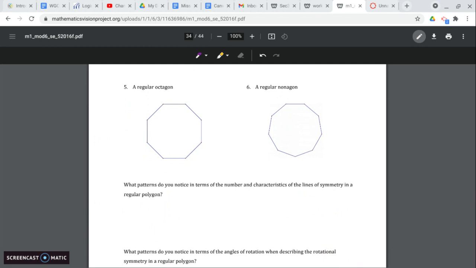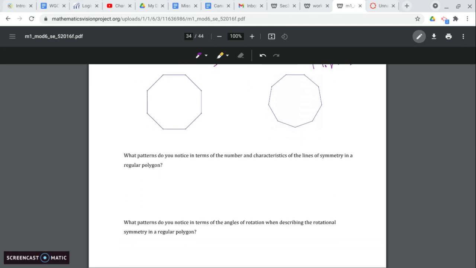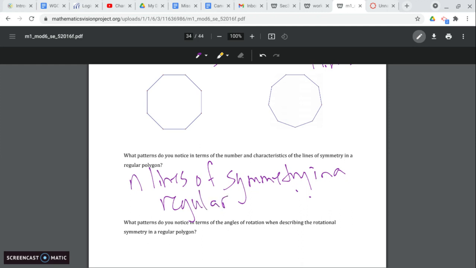So an octagon would have 8 lines of symmetry. I'm not going to draw them all. And a nonagon would have 9 lines. It would also have 9 angles. So n lines of symmetry in a regular n-gon, which means all the sides are the same. However many sides there are, that's how many lines of symmetry it has.